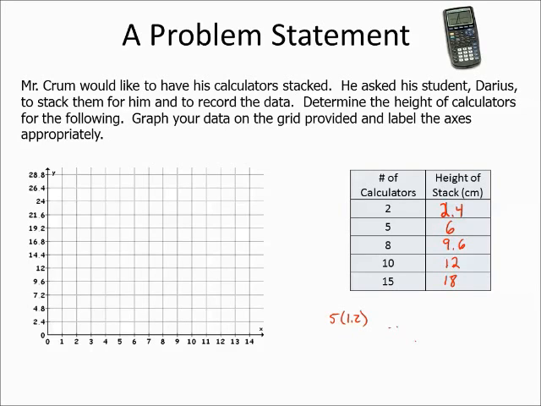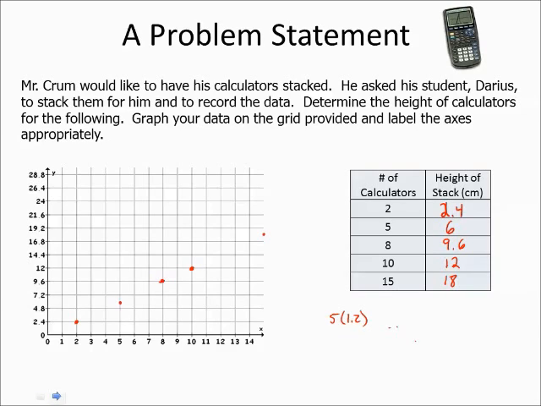Okay, so we then can put that on our graph here. We go 2 calculators is 2.4. We go 5 calculators is 6, which is somewhere between 4.8 and 7.2. We go 8 calculators is 9.6. We go 10 calculators is 12. And then we go 15 calculators is 18, just somewhere between 16 and 19. In fact, it's right in the middle of those two. All right, so we got some points here.